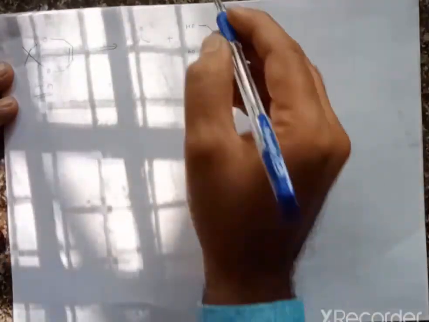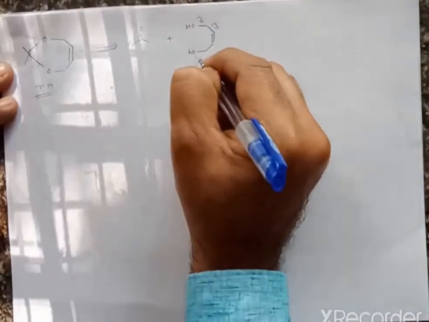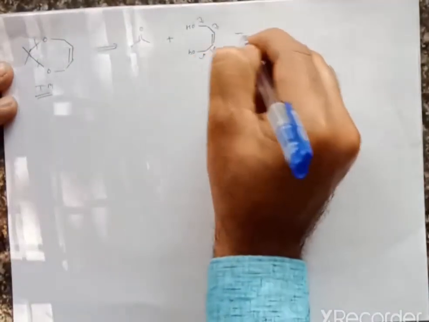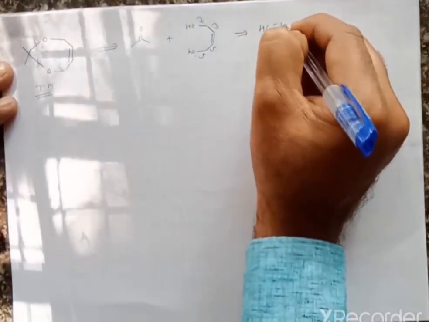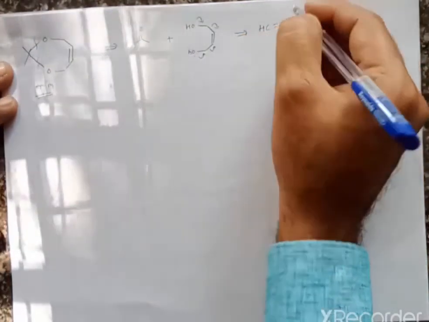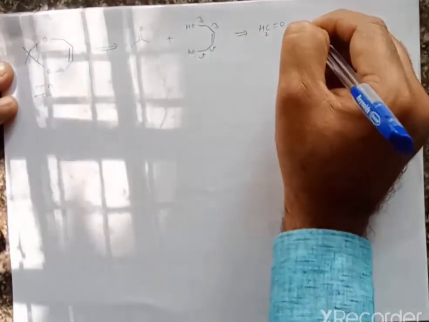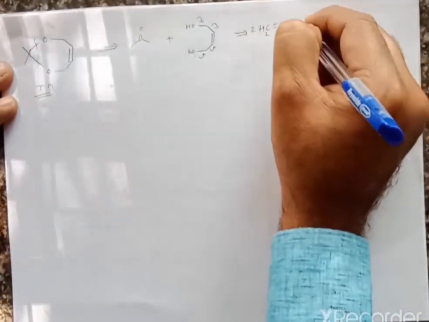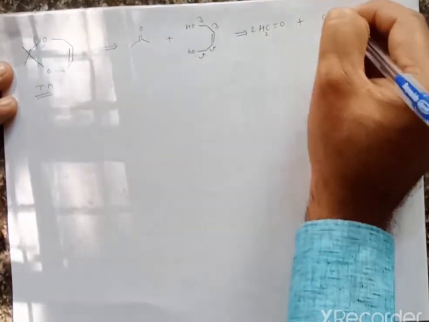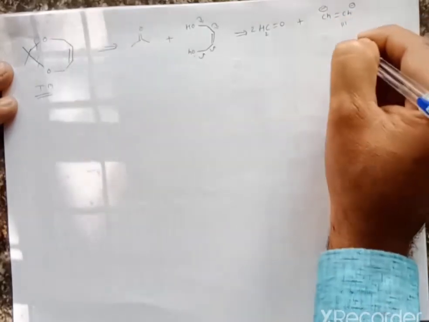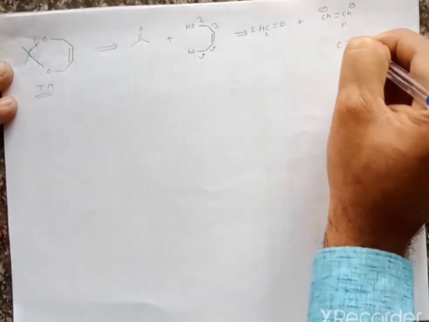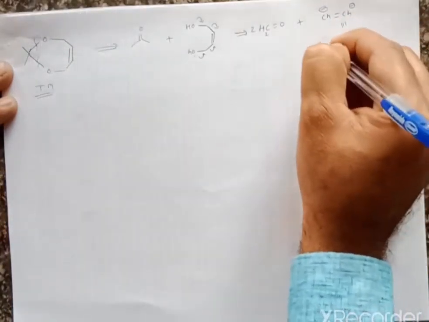Okay, so this gives formation of an alcohol. Now we know that this alcohol can again be broken by using this bond, and it gives formation of HC double bond O, or we can say H2C double bond O, formaldehyde, 2 molecules of formaldehyde, along with CH double bond CH minus minus. The synthetic equivalent for this molecule is C triple bond CH, that is the acetylene molecule.